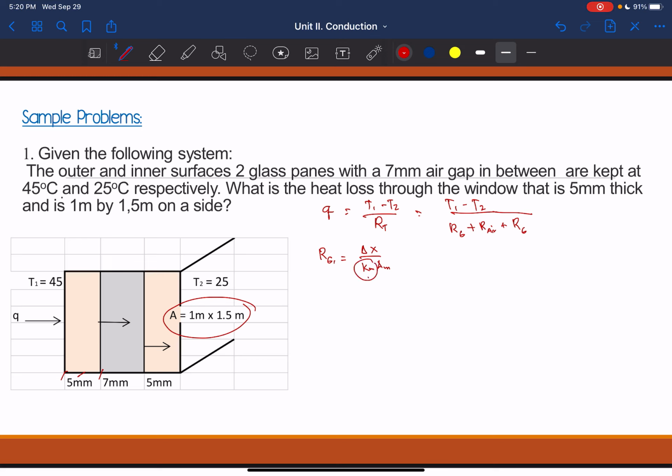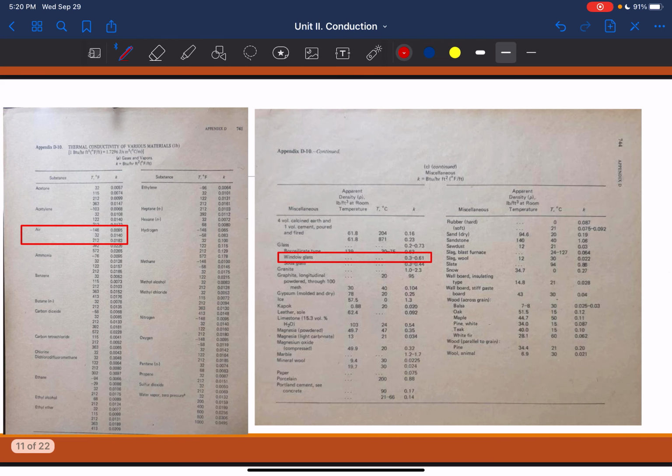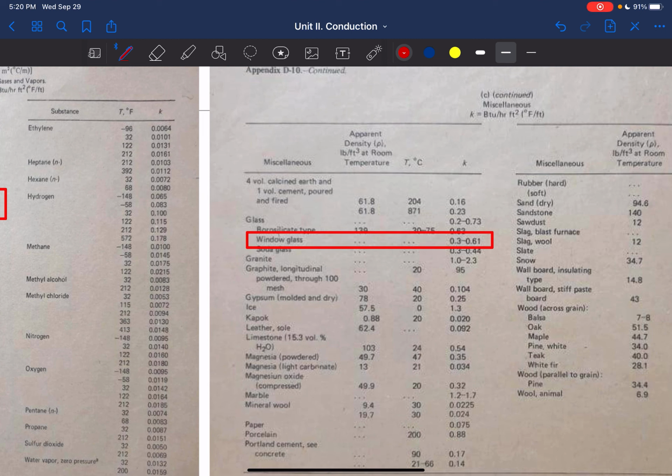Our only problem is how to find the mean thermal conductivity of the glass. How to do it? If it is not given in the problem, you use the data given in the different tables. And I think I have here from Appendix D10 for the window glass. There's no given temperature. That's for the density. What I know is for window glass, its thermal conductivity would be from 0.3 to 0.61.